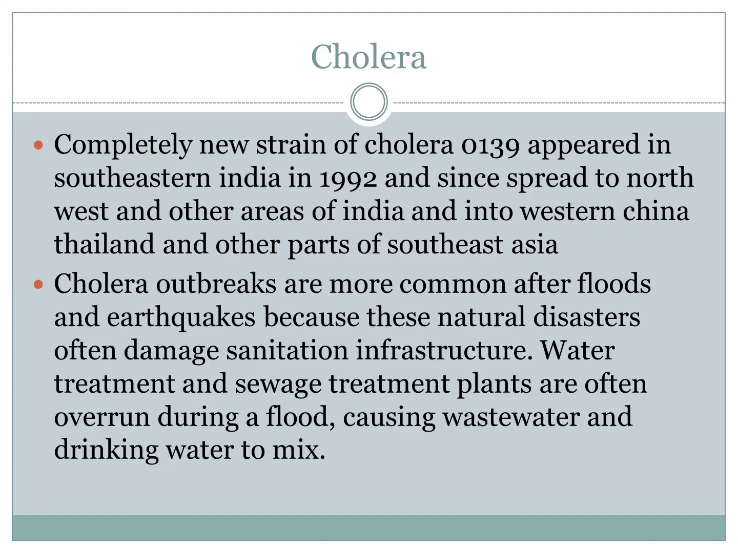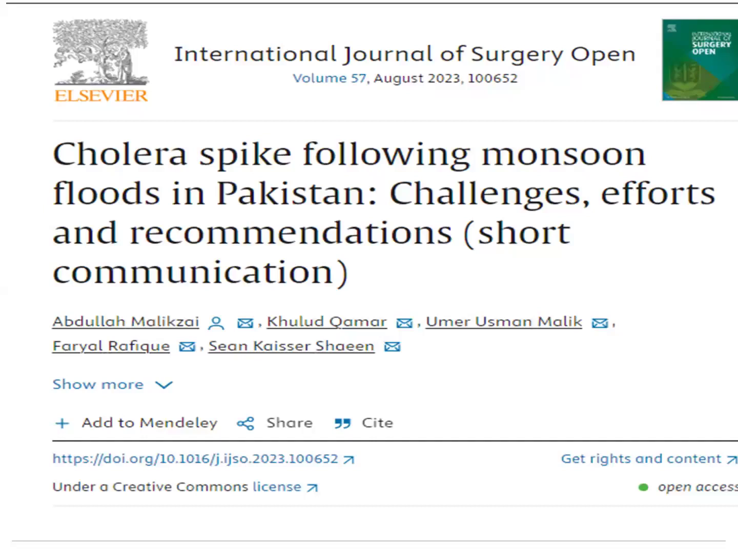Cholera outbreaks are more common after floods and earthquakes because natural disasters often damage sanitation infrastructure. Water treatment and sewage treatment plants are often overrun during floods, causing wastewater and drinking water to mix. For example, when the recent floods came in Pakistan, there were increased reports of cholera outbreaks. That was due to damage to existing infrastructure in which wastewater and drinking water were mixed. This is research which showed that there was a cholera spike following monsoon floods in Pakistan.